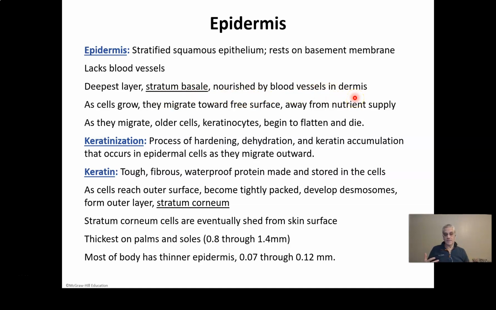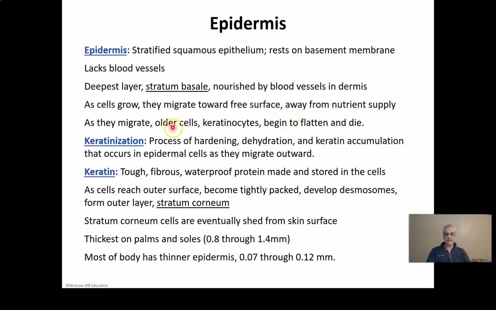So, nutrients diffuse from the capillaries in the dermis, and nutrients and whatever other things are necessary to maintain mitotic, actively dividing cells will diffuse from the capillaries in the dermis. As the cells grow, they migrate toward the free surface. That means upwards. So this is the bottom layer of the epidermis.